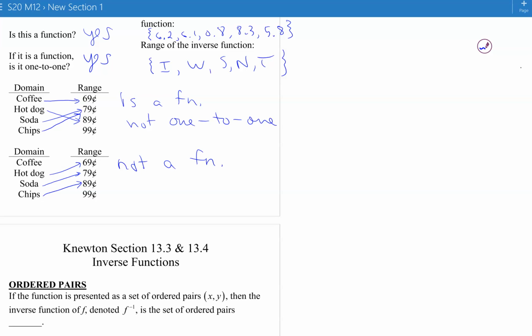If somebody says, is this a one-to-one function? The answer is, it's not even a function. So it's a two-part question. Is this a one-to-one function? You first decide, is it a function? And then, is it one-to-one?